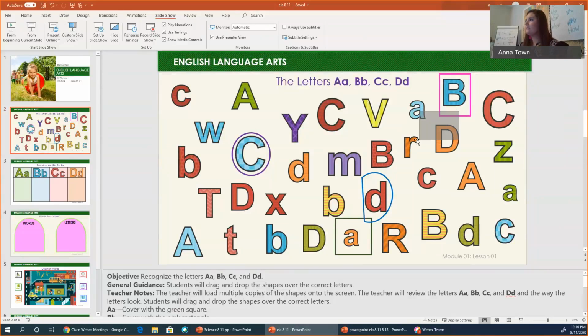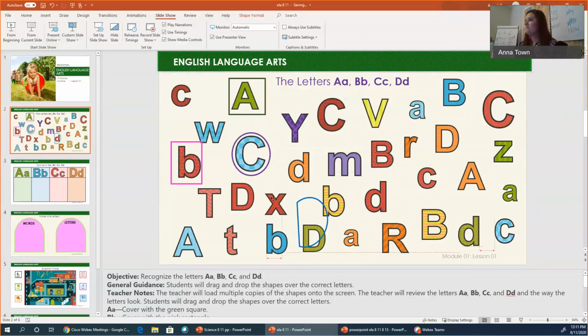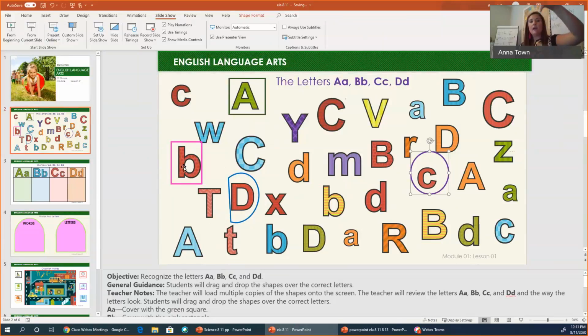I'm going to move these boxes around and we're going to do a little game here. Okay, boys and girls, I'm going to point to a letter and I want you to tell me. This is the letter B. Is it a capital B or a lowercase b? It is a lowercase b.